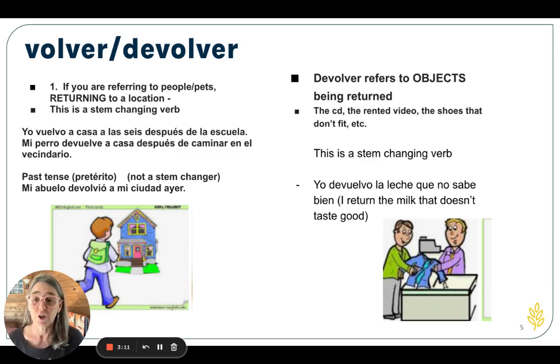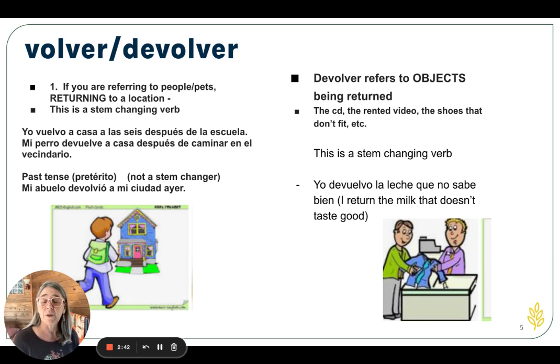Volver, you're returning home, let's say. You're a person. The dog returns back home, or something like that. So you say, yo vuelvo a casa a las 6 después de la escuela. Or mi perro vuelve a casa después de caminar en el vecindario. You can use this in the preterite tense. My grandfather returned to our hometown, right? Mi abuelo volvió a mi ciudad ayer.